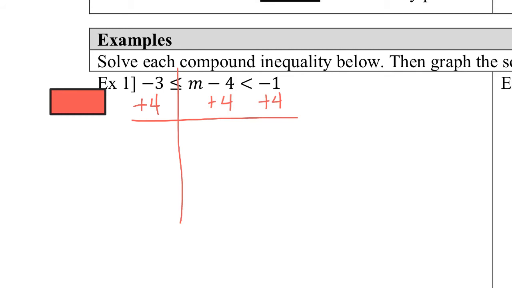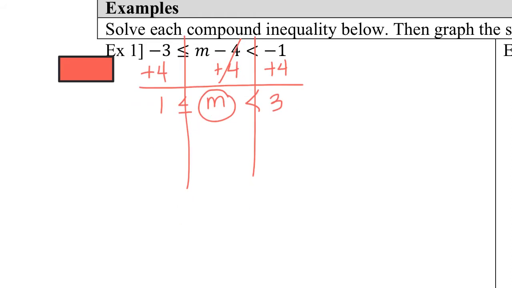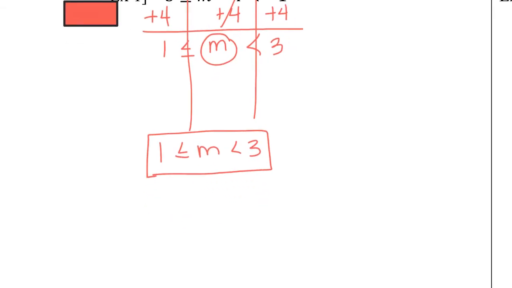It's like you have 2 walls instead of only having 1. The 4 in the middle goes to 0, which is what I wanted. So now m is alone in the middle. On the left, -3 plus 4 makes 1, less than or equal to. -1 plus 4 makes 3, and that symbol is a less than. Now that m is alone in the middle, we have our solution: 1 less than or equal to m less than 3. So this is the algebraic solution.